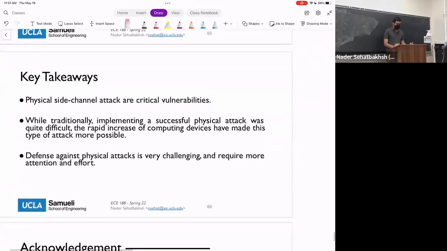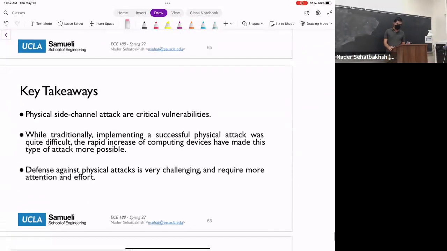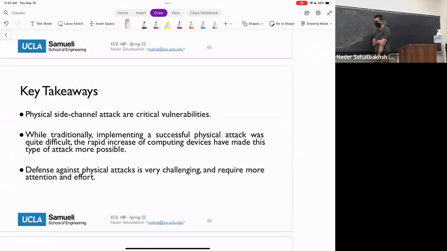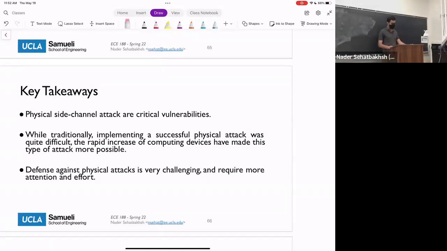All right. One last thing is that side channels can actually also be used for useful purposes. Just generally, given that you get these physical signals, what you can do is actually use them, for example, for monitoring the behavior of the system as well. And that's it for both physical and digital. Again, the key takeaway is that physical side channels are becoming more and more critical these days.